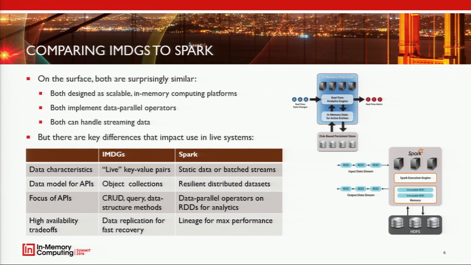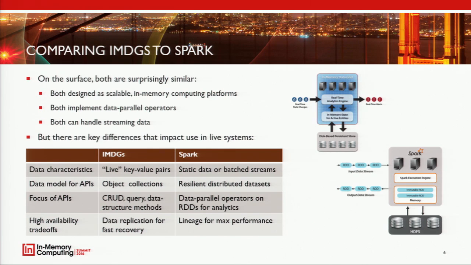We call them CRUD APIs. And in addition, they can support data structures in the grid, which we'll look at, and data parallel operators. Now, in contrast, Spark is designed to support data parallel analytics with data parallel operators on opaque, resilient distributed datasets, RDDs. So it's really solving the problem of how do you accelerate analytics in the data warehouse, not how do you provide operational intelligence to live systems.